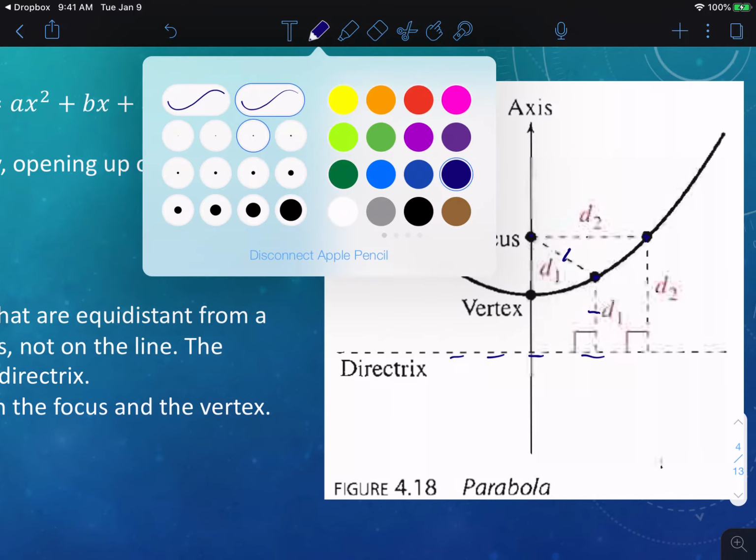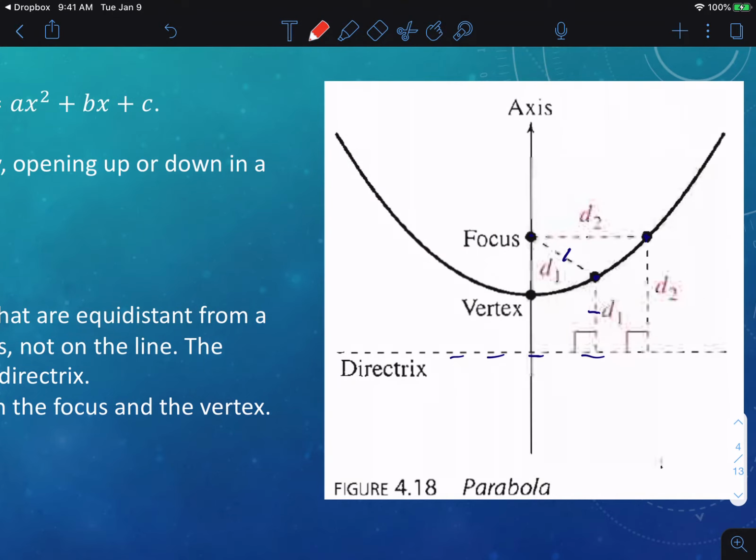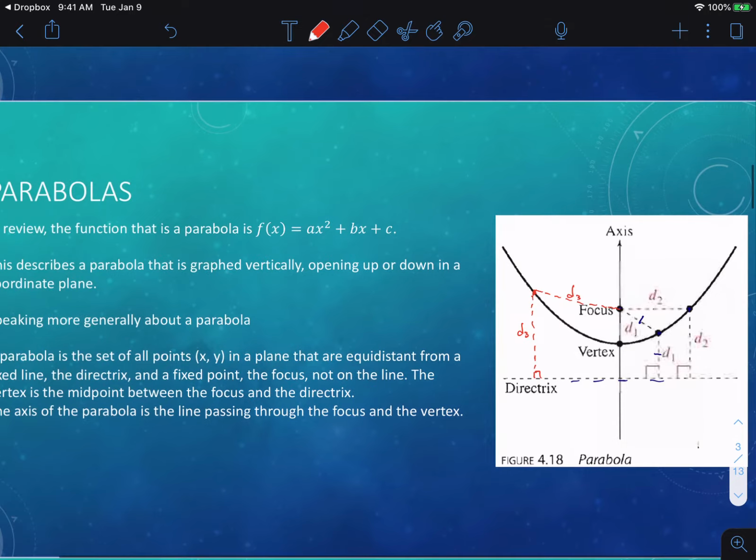Now, can I take another point and say the same thing? Yes, I can. So here's a red point right there. If I went straight to the directrix and got this distance, we'll call this one D3, and go to the focus, that distance to the focal point is also the length D3. That is the locus definition of what a parabola is.